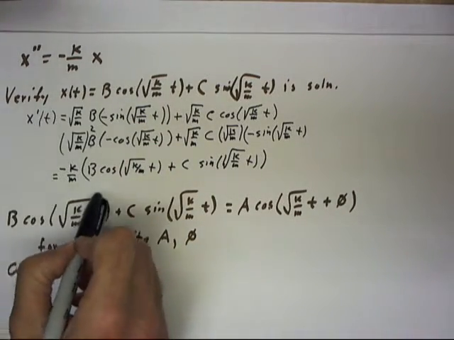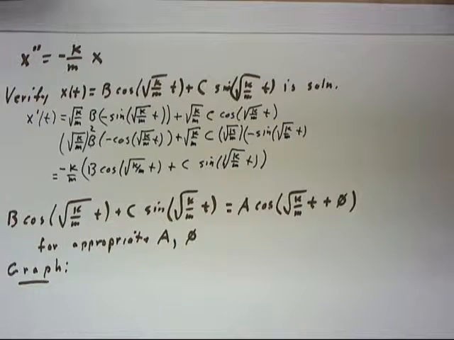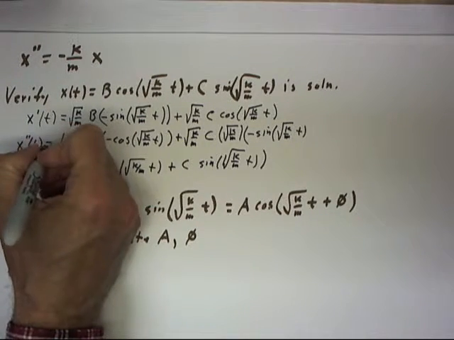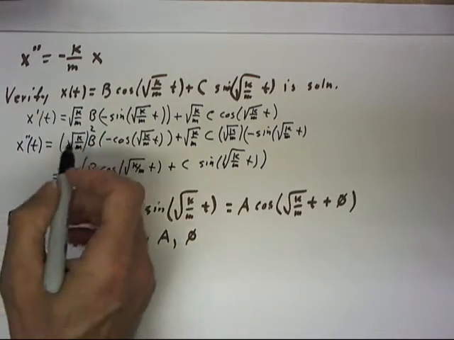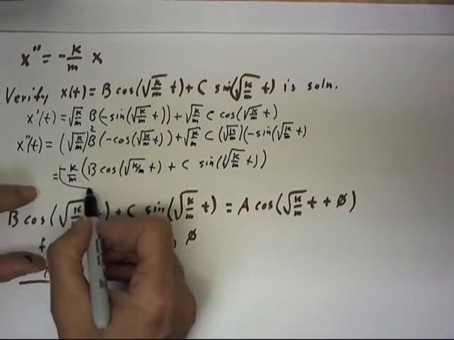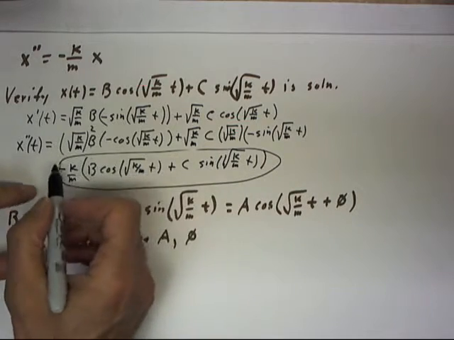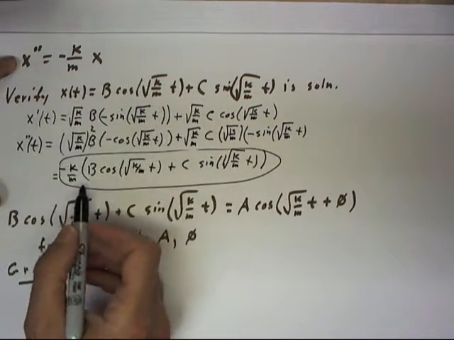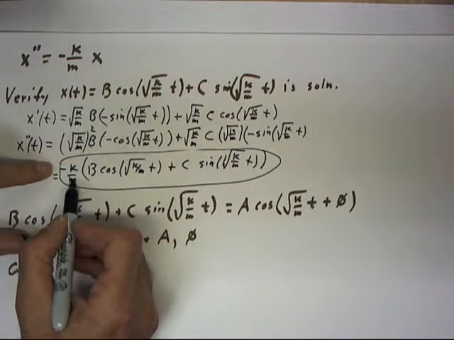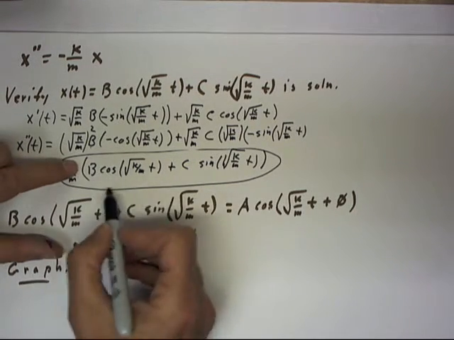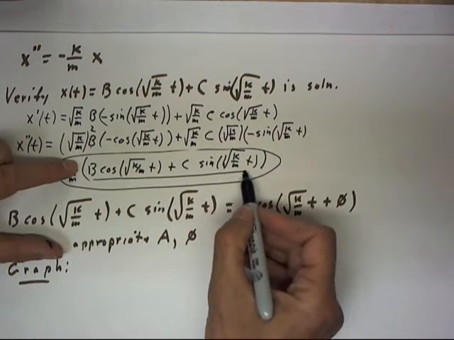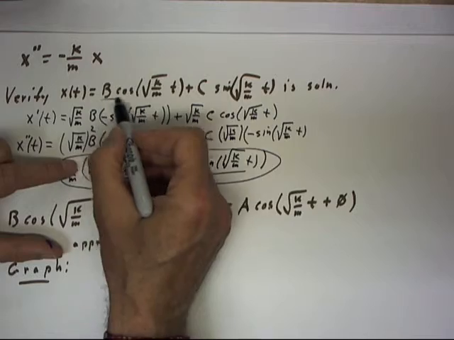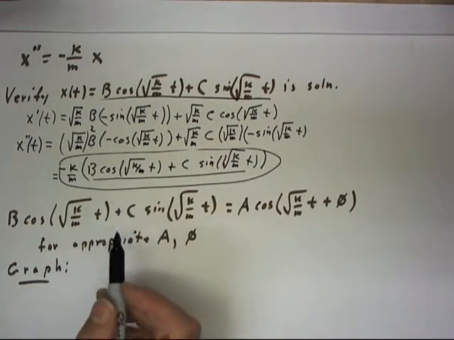Having taken our first derivative and our second derivative, we can substitute this expression in for x double prime, and we can see that what we have is negative k over m times our original function. The b cosine and the c sine of the square root of k over m t is exactly what we had in our original function.